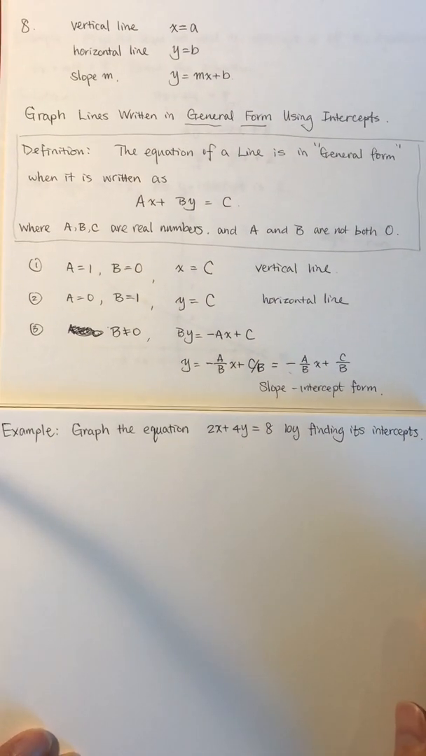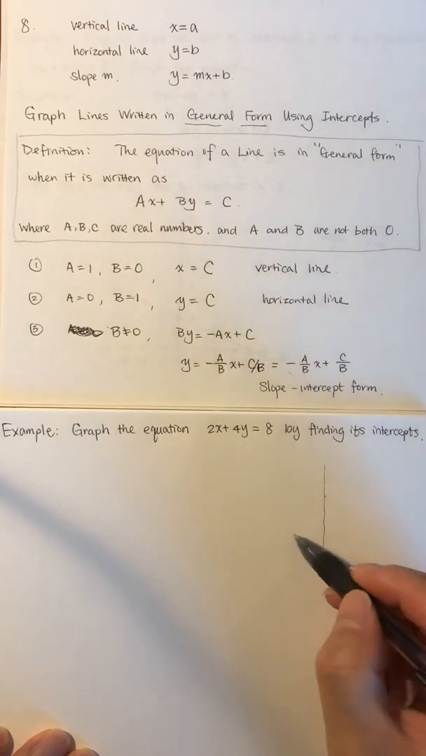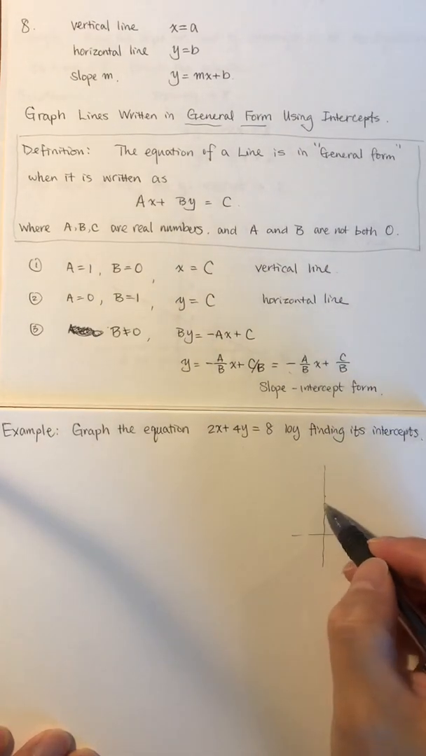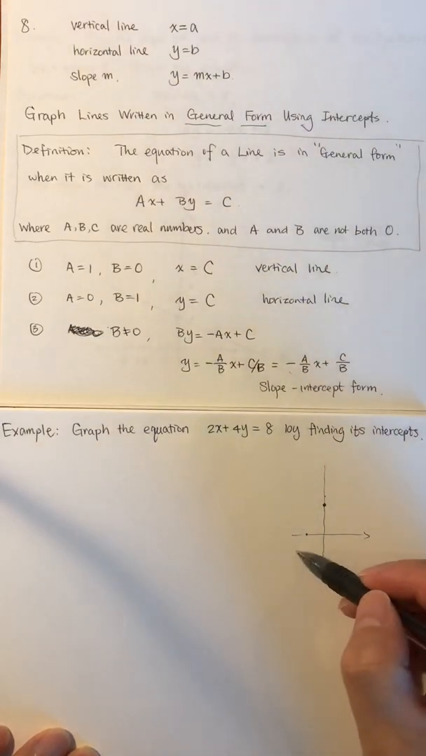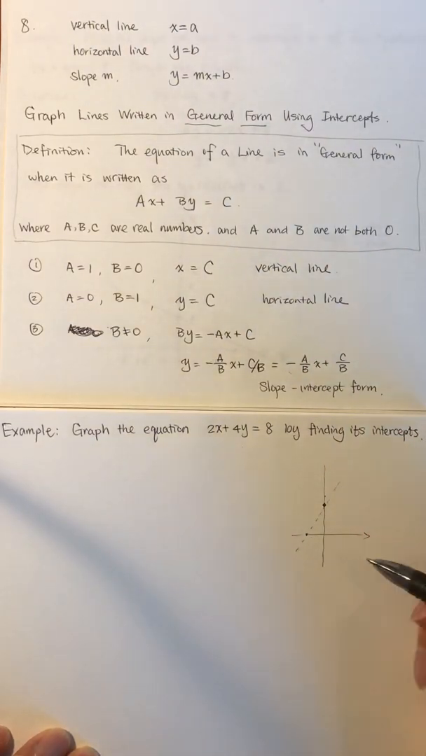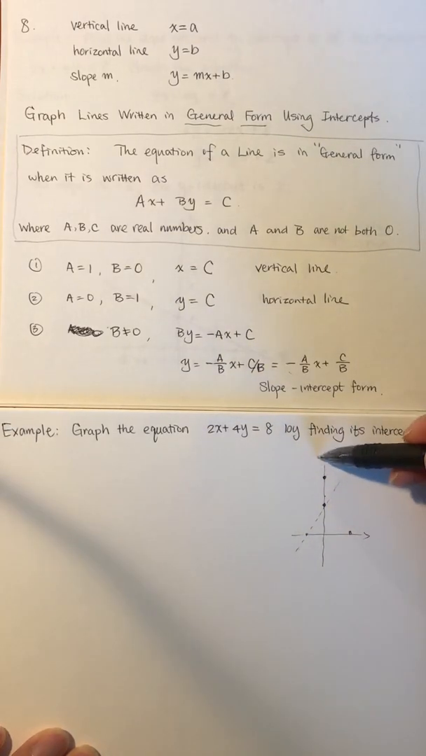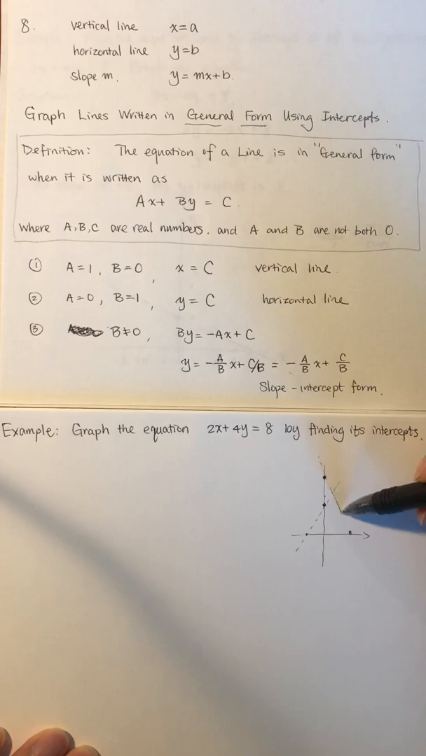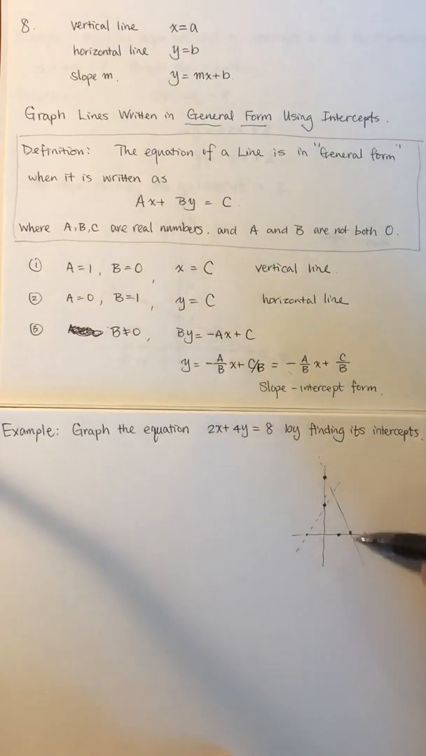Okay, so we're going to graph the equation by finding its intercept. What does it mean? For example, assume the y-intercept is here and the x-intercept is here, then you just connect them. This will be the line. Or if you have a y-intercept here and an x-intercept here, you connect them and you get a line. Or if you only have an x-intercept and no y-intercept, what is it?